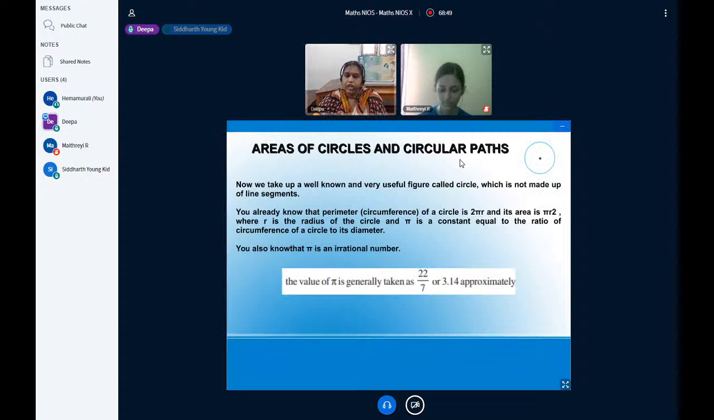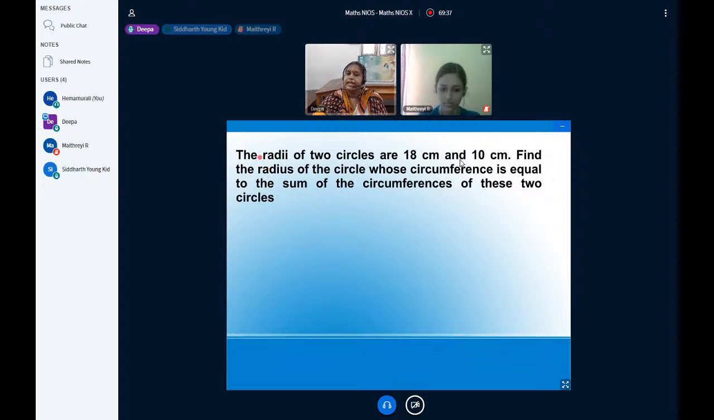Now we are going to see about the area of circles and circular paths. We already know the circular path, how to find it. Now we have to find the area of circles. Now we take up a well-known and very useful figure called circle, which is not made up of line segments. And also you already know the circumference of a circle is 2 pi r and the area is pi r square. R is the radius and pi is the constant equal to the ratio of the circumference of the circle to its diameter. Normally we use pi as 22 by 7 or 3.14.